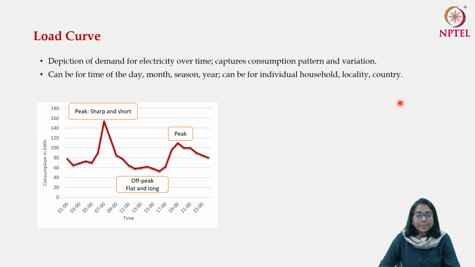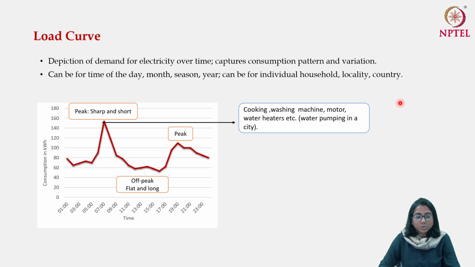You see that the peak period of this particular household starts at around 7 a.m. It may consist of a number of family members who are going out to offices. They are all working, children are going to school. So in the morning there is a lot of demand for electricity for cooking, maybe the washing machine, the water motor, water geyser, and so on. These can be various reasons why there is a short and sharp peak.